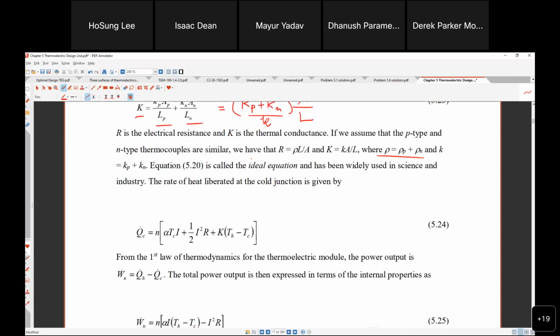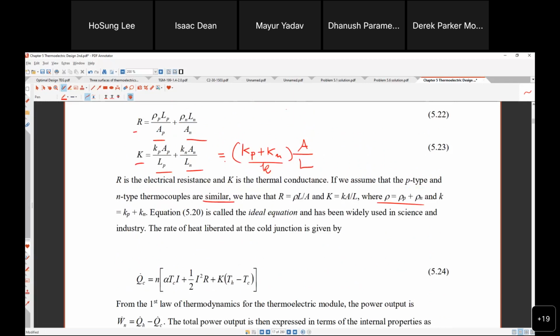Not necessarily similar, okay? Usually in reality, to optimize, the length is a little different. Usually L is the same, LP and LN are the same, but AP and AN are not the same, to have optimum geometry usually. But this one, the length must be the same. I mean the length must be the same, but the thickness can be different. You know what I mean? Yeah, something like that.